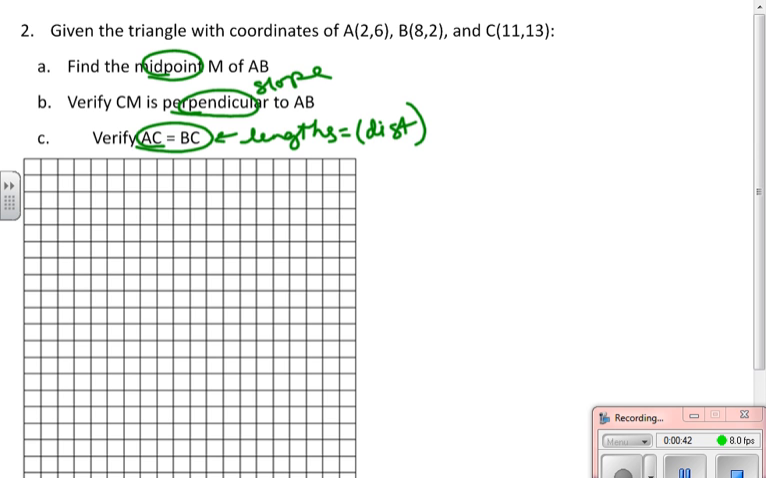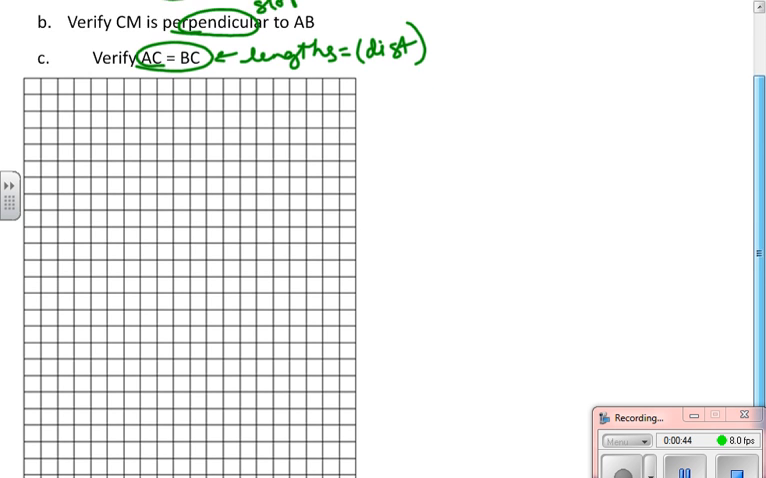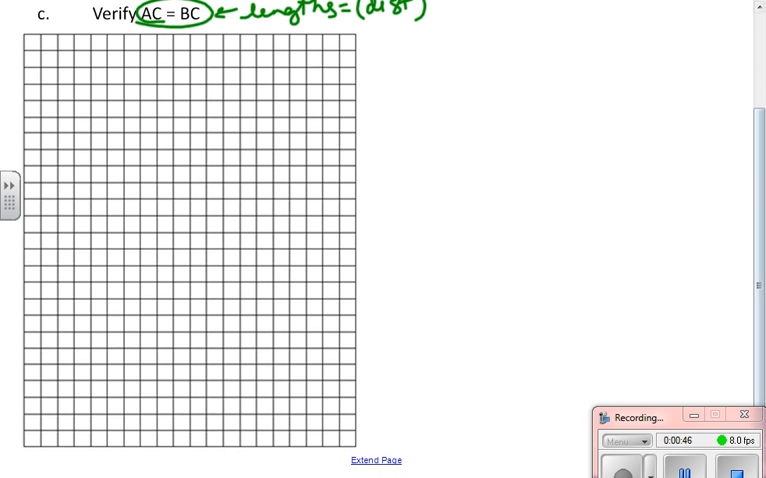So now that we have our plan and we know what we need to do, we need to graph this. Since I have that 11, 13, I'm going to make my coordinate system axes out here a ways so that I have plenty of room to graph my triangle. And the graph is really important because coordinate geometry is as much visual as it is anything else.